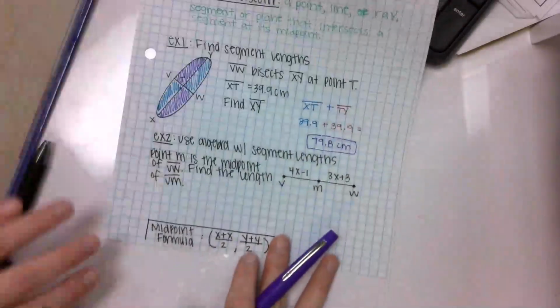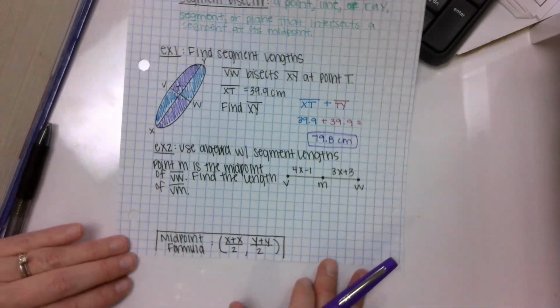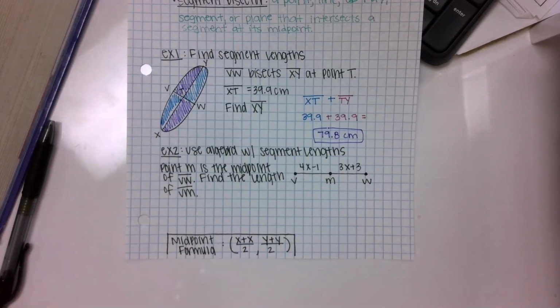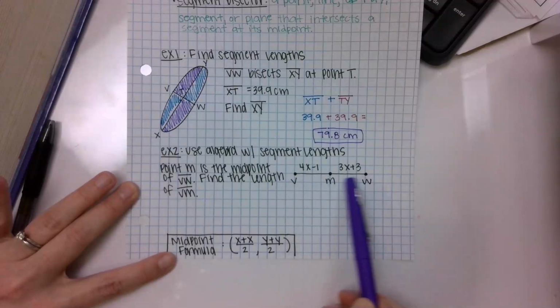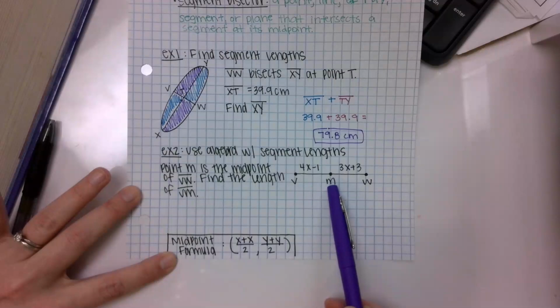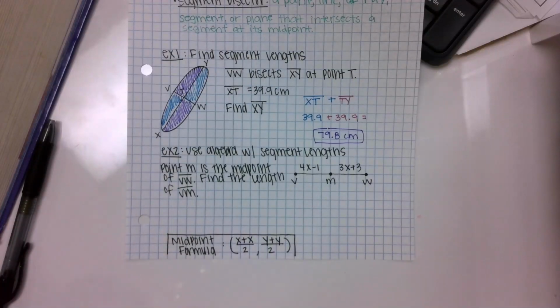Example 2, use algebra with segment lengths. Sorry, it's a little crooked. It says point M is the midpoint of line VW. So here's line VW, M is in the middle. Find the length of VM. Again, midpoint means it has chopped it into the middle.